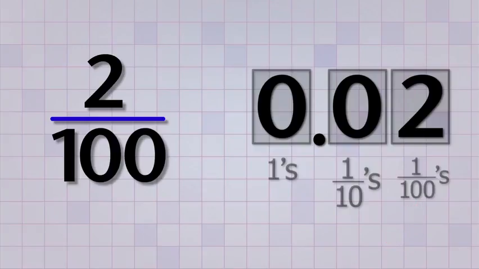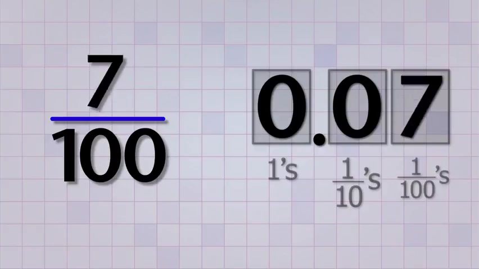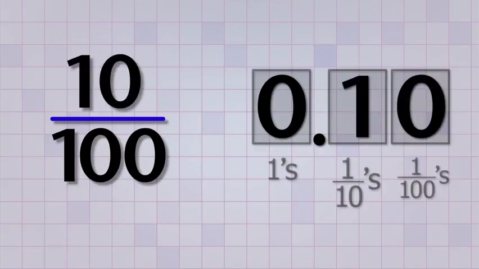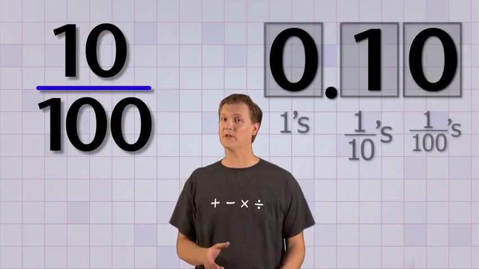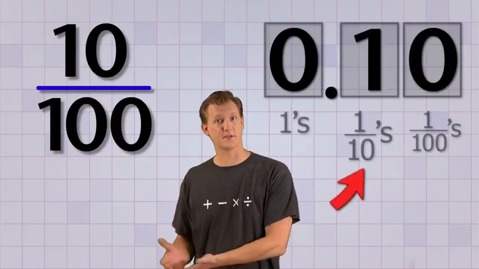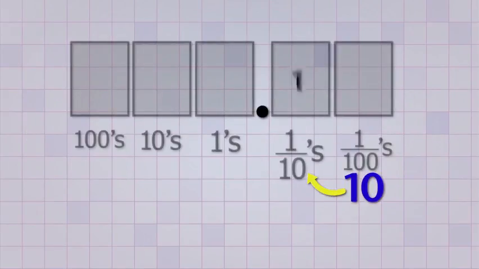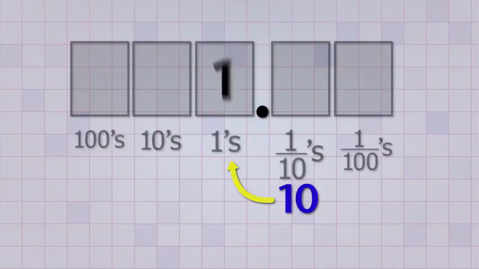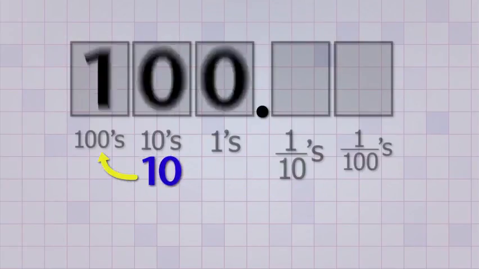Let's keep on counting with hundredths just like we did for tenths. 3 hundredths, 4, 5, 6, 7, 8, 9, and 10 hundredths. But look what happened when we got to 10 hundredths. Just like before, we have to use the next number place to the left, the tenths place. This happens because any time you have 10 of a building block, they combine to form one of the next biggest building block. For example, 10 hundredths is a tenth, 10 tenths is a 1, 10 ones is a 10, and 10 tens is 100.